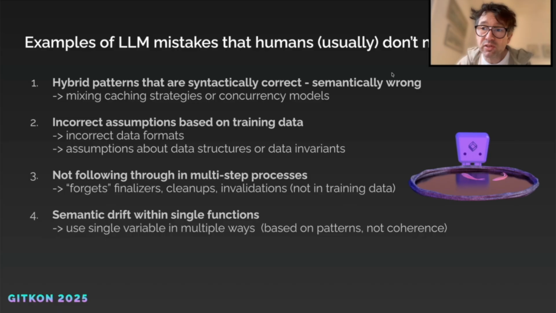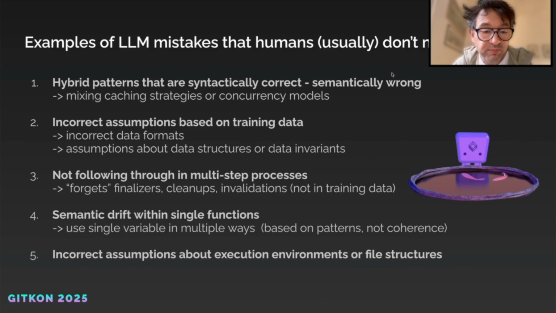Semantic drift is interesting. An AI might create a function where it uses a variable in the beginning of the function for one thing and then uses that same variable at the end of the function for something else. It doesn't really have a contextual understanding of what it's doing, right? It's generating code based on patterns and might not always see that it's actually reusing variables semantically in an incorrect way.